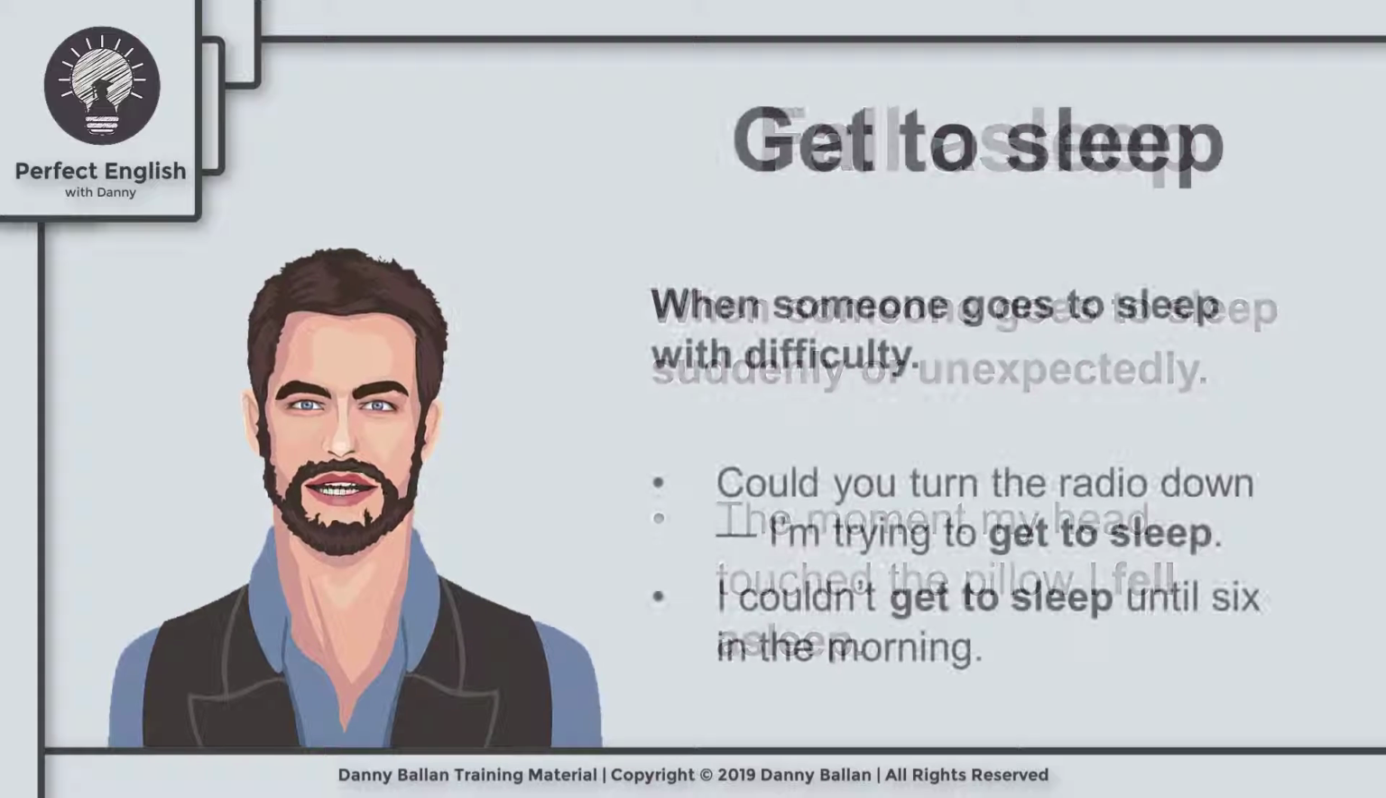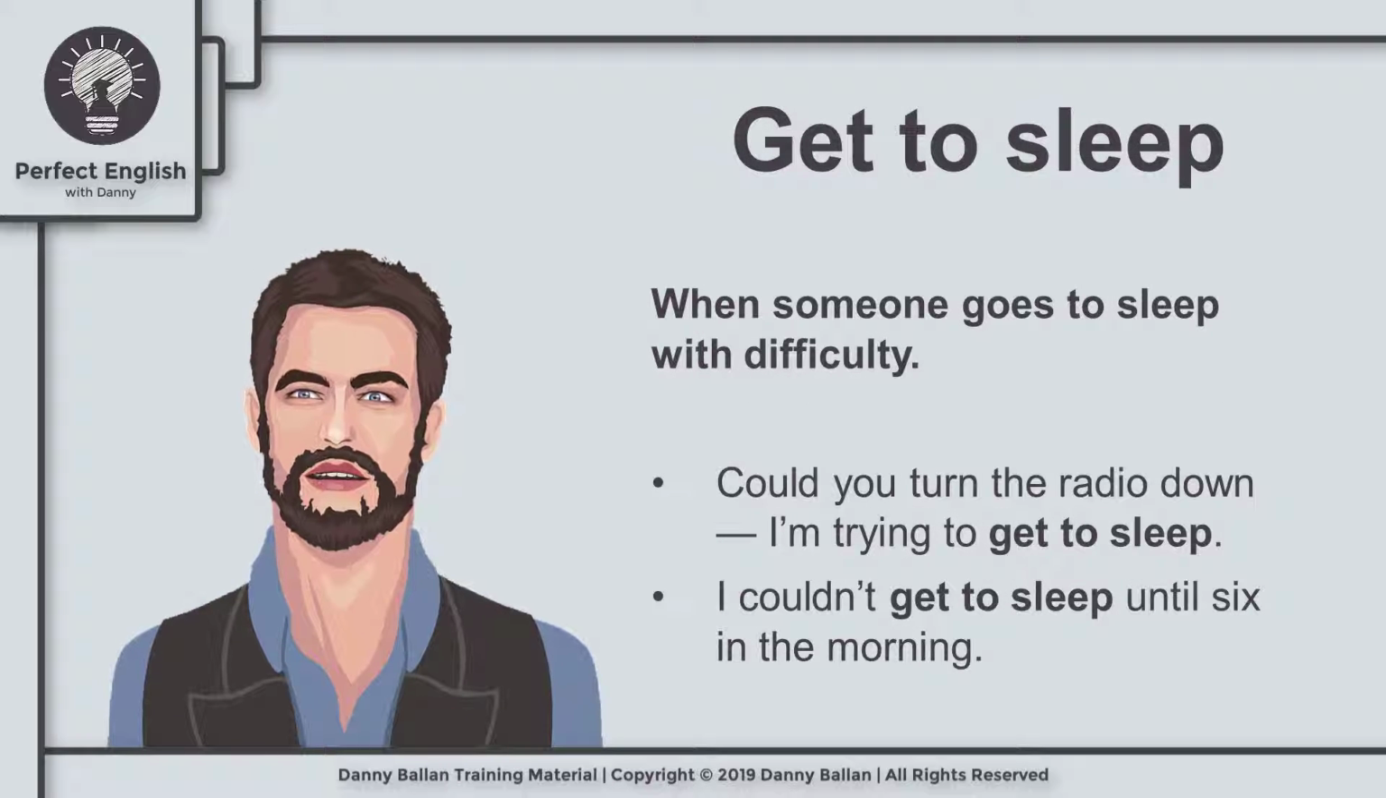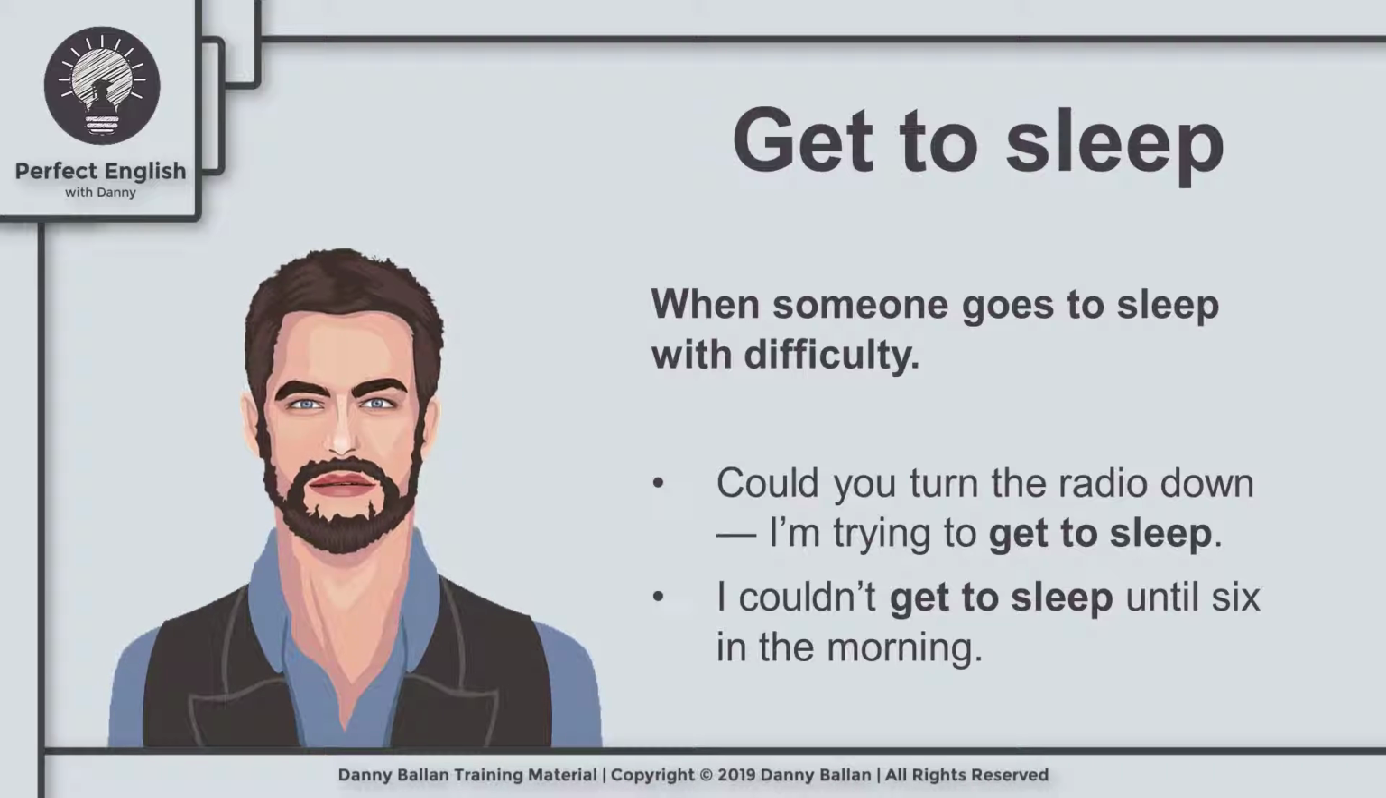We can also use the expression get to sleep. When someone goes to sleep with difficulty, for example, because they are in a noisy place or because they are worried about something, you say that they get to sleep. For example, we say, could you turn that radio down? I'm trying to get to sleep. I couldn't get to sleep until 6 in the morning.